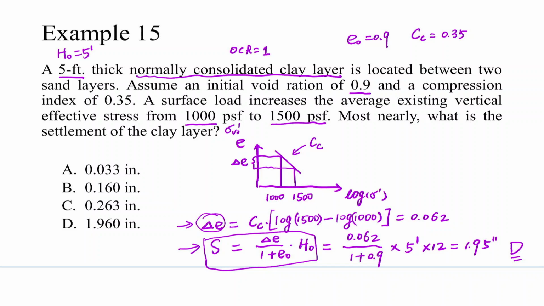And for now, 14 and 15 are all normally consolidated soil. So we're going to take a look at another scenario that is a little bit more complicated in example number 16.